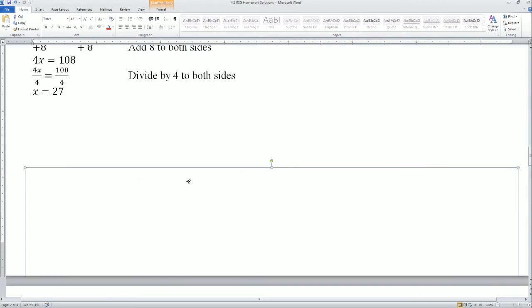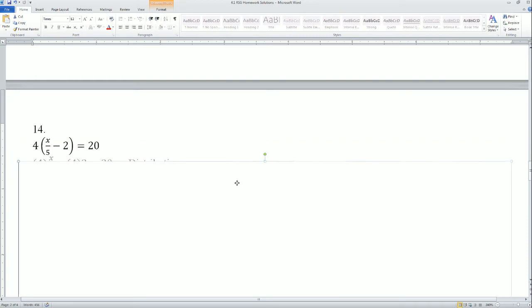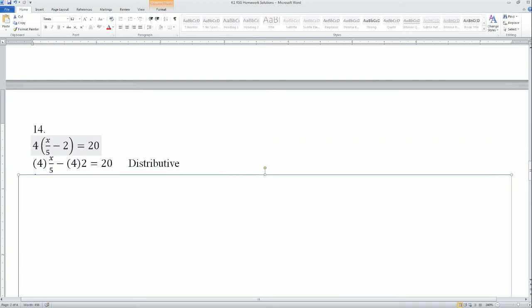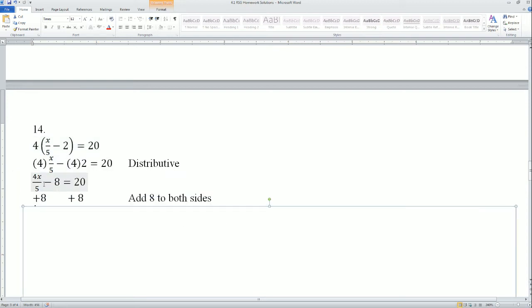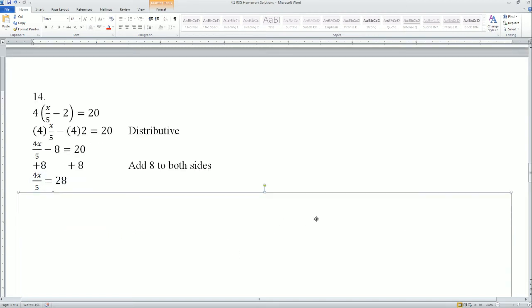Alright. Do I have 14 here? Nope, I have it on the next slide. Yep. 14. Here's the original equation. I want to get rid of that 4. I want to distribute that 4 to each term. Becomes 4x over 5 minus 8 equals 20. Add 8 to both sides. That's what it looks like after you add the 8.